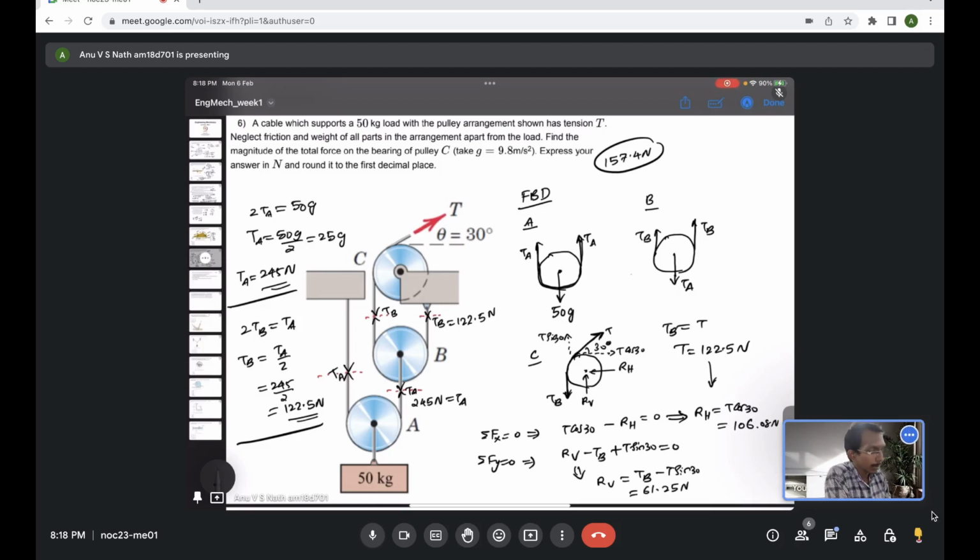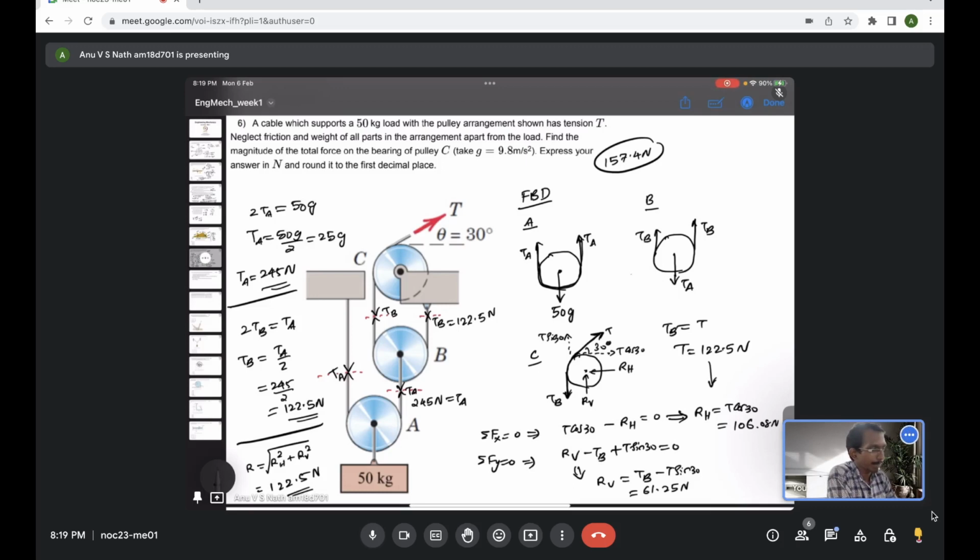Now the resultant force. It's asked for the net force acting on the pulley, which is the support reaction, R, equal to the square root of R horizontal squared plus R vertical squared. If we evaluate that, we will get 122.5 Newton, close to.